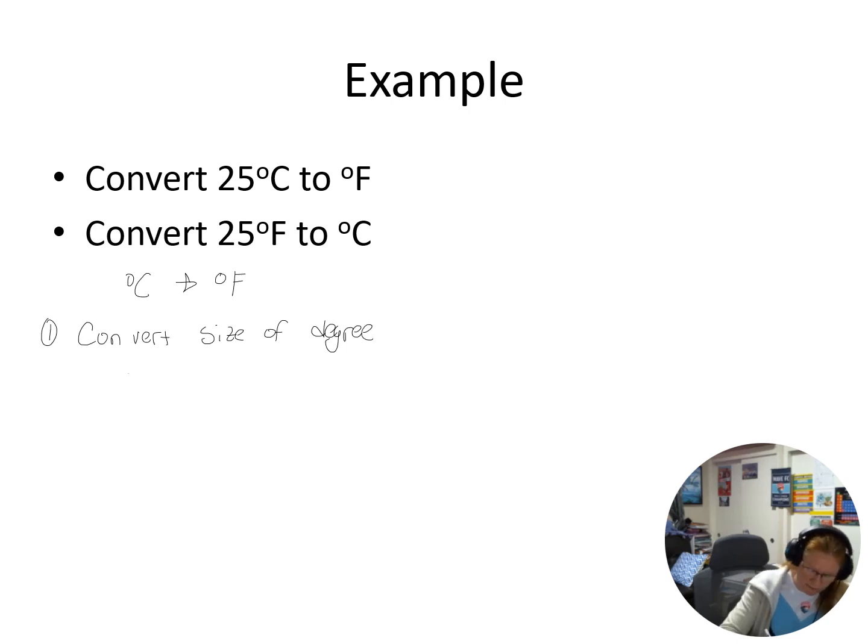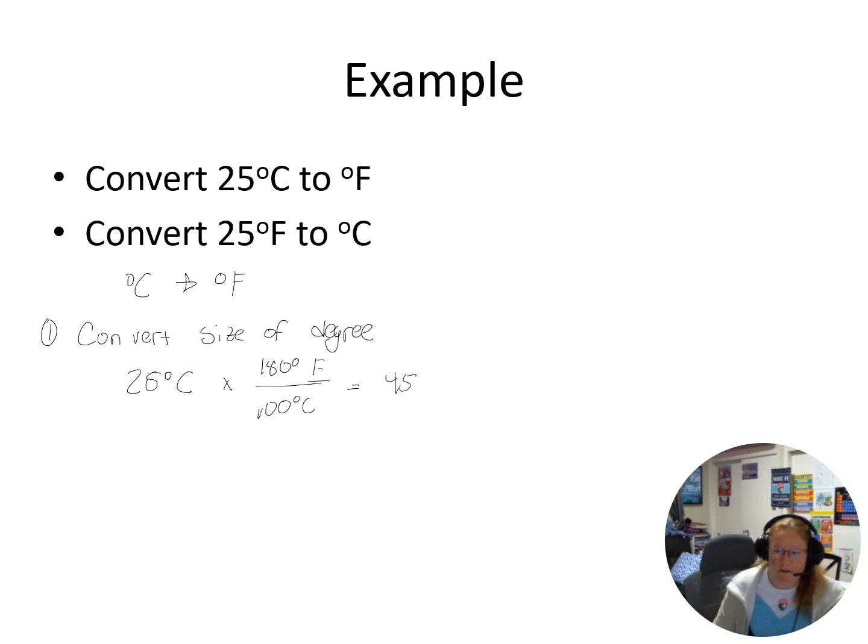Okay, so I have 25 degrees Celsius, I have 180 Fahrenheit degrees for every 100 Celsius degrees. All right, so that gives me 45. Now, 25 degrees Celsius, is that above or below the Celsius freezing point? It's above. So when I convert the size of the degree, we are above our freezing point. So previously we were 25 Celsius degrees above our freezing point. Here, when we convert the size of the degree, we are 45 Fahrenheit degrees above the freezing point.